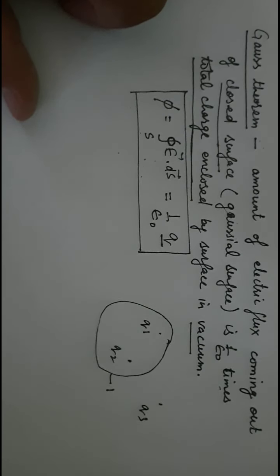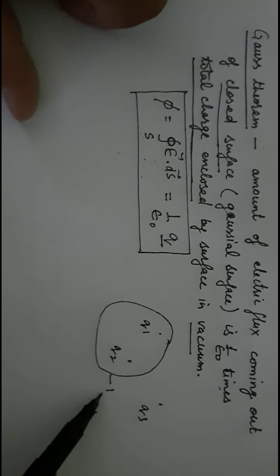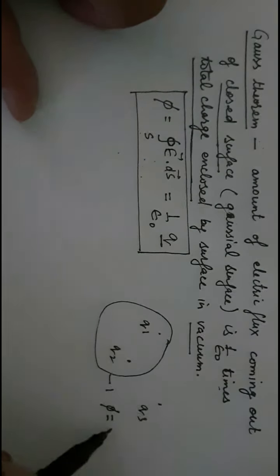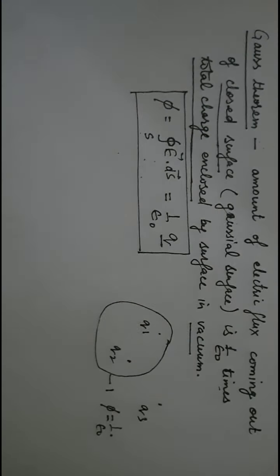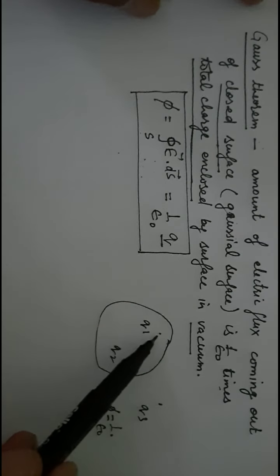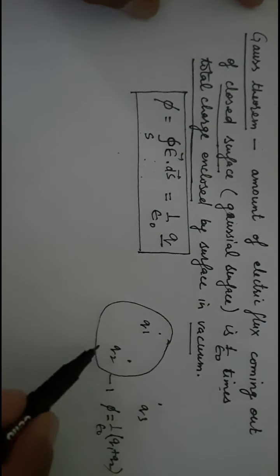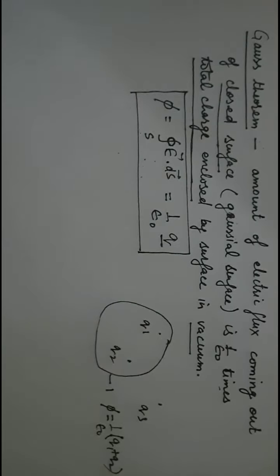To understand it, I have taken three charges Q1, Q2, Q3, and I took this random surface. So this is a closed surface, number 1. The flux coming out of this surface will be equal to 1 by epsilon naught times the total charge inside this closed surface, so here it is Q1 plus Q2. This will be the flux coming out of this closed surface. So whenever we calculate the flux coming out of a closed surface, we will use Gauss theorem.